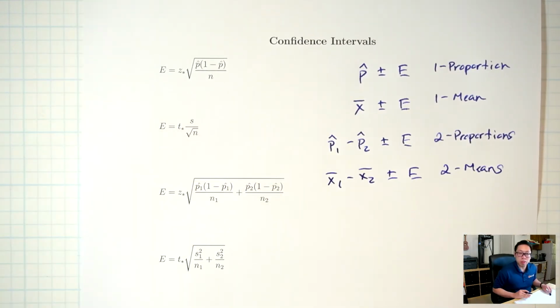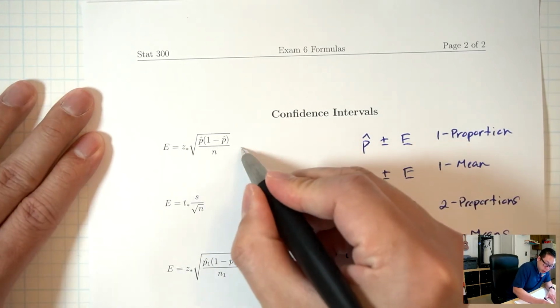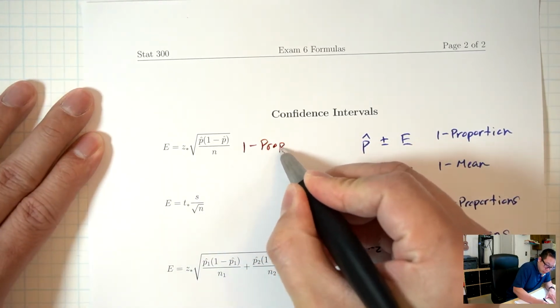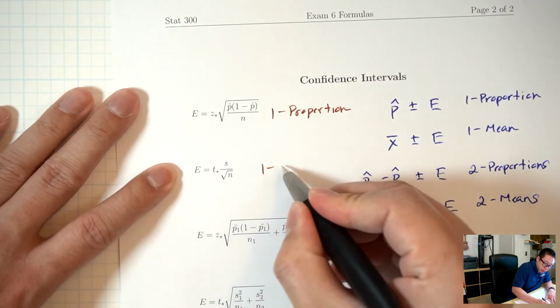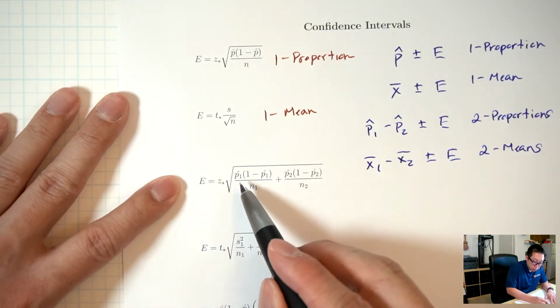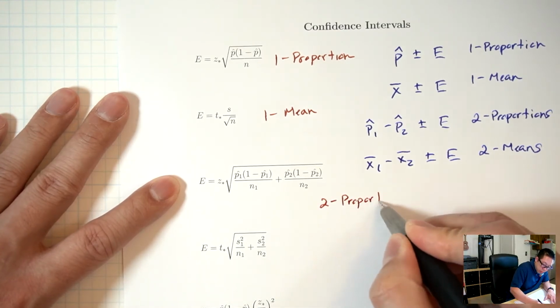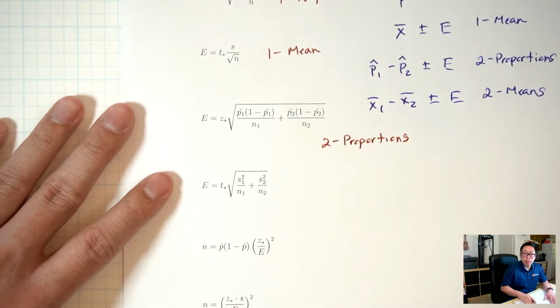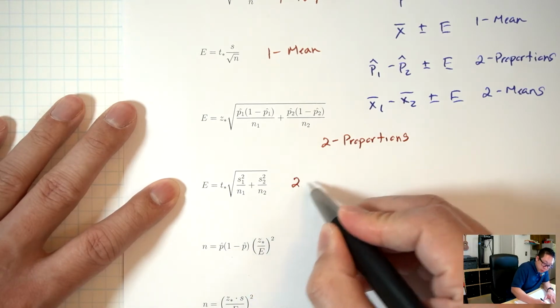And that's these formulas. In general, Z stars are for proportions and T stars are for means. The first one with the Z star, that's for the one proportion situation. The second one with the T star, that's for one mean. The third one with the Z star and also P1 hat, P2 hat, that's for two proportions. The fourth one, T star, with the S1, S2, N1, N2, is for two means.